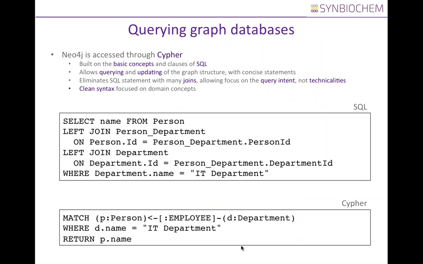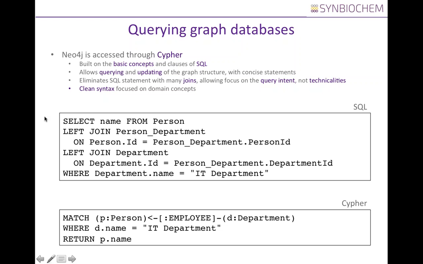Now we query graph databases through a Neo4j language called Cypher, and it's built on the basic concepts and clauses of SQL, and it allows us to both query and update the graph structure with, as it says here, concise statements. Now the advantage of this is it eliminates SQL statements that contain many joins, and means that we can focus very much on the intent of the query and not the technicalities of how we join data together.